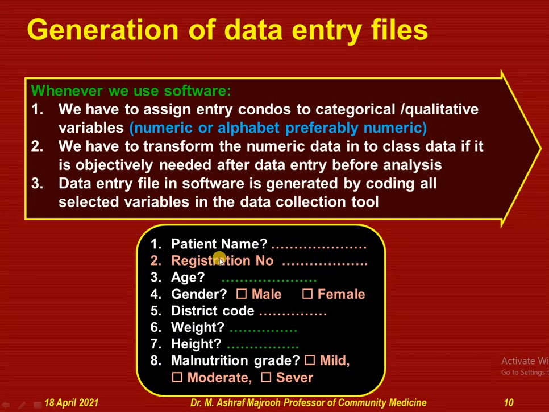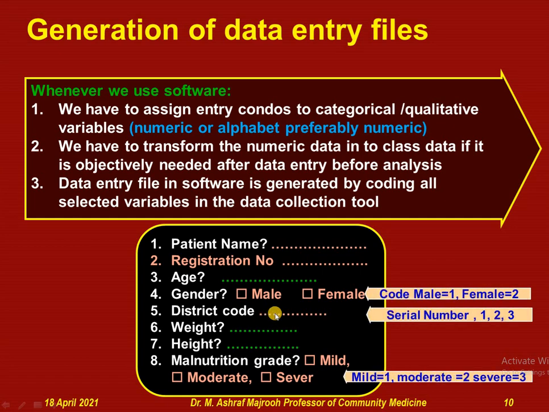And this is an example of how the coding is done. For example, the patient name and registration we have already excluded, not to be included in analysis. If we talk about the other variables, male and female are coded as male equal to 1 and female equal to 2. Similarly, the district code is a serial number against the district name. And then there is moderate to severe. These are mild 1, moderate 2, and severe 3. This is how the coding is done.